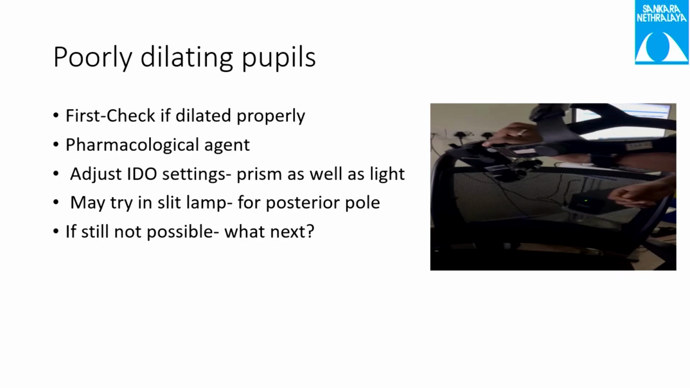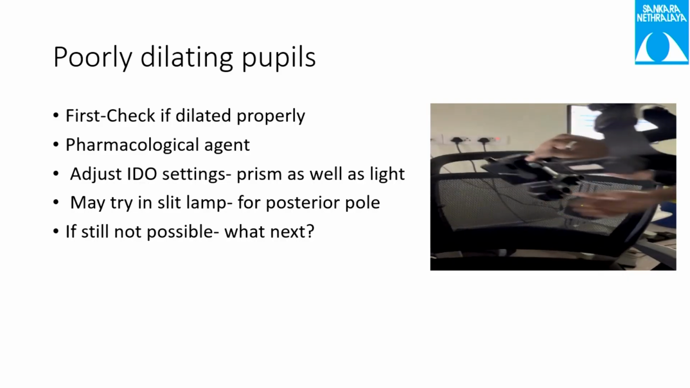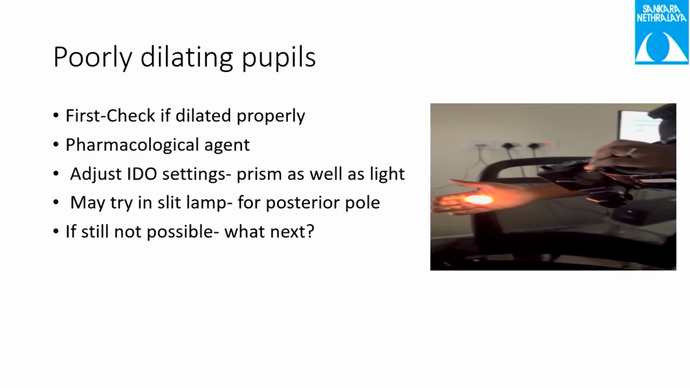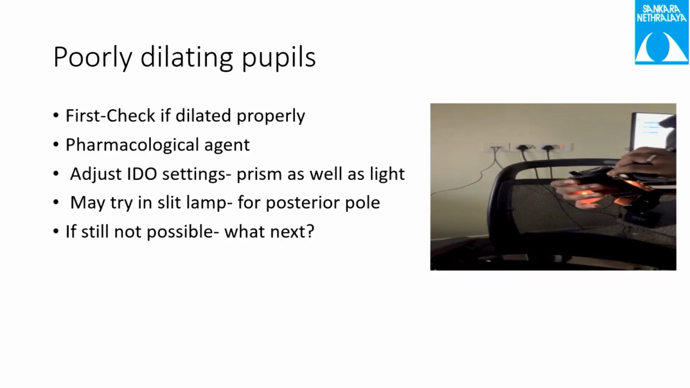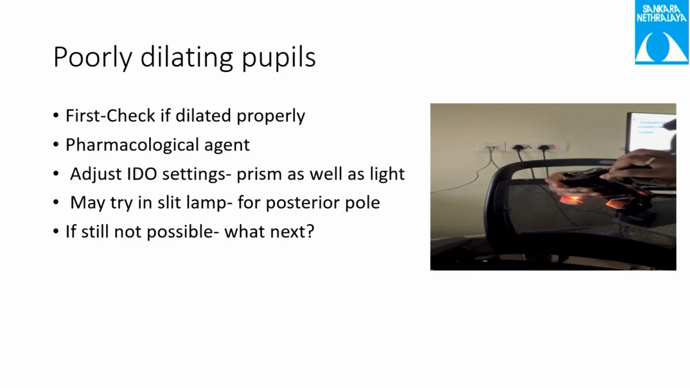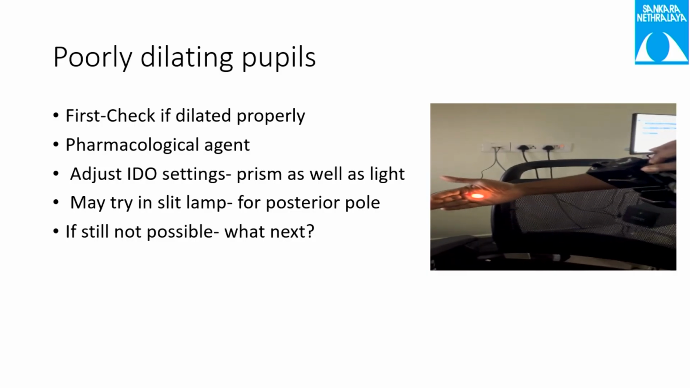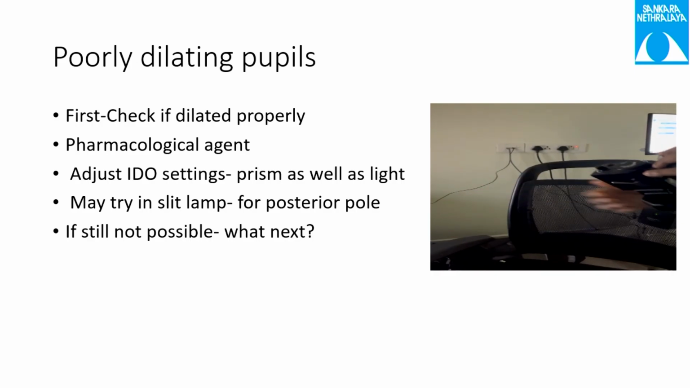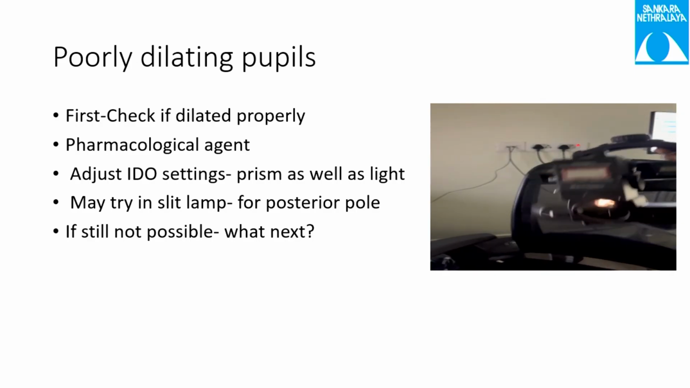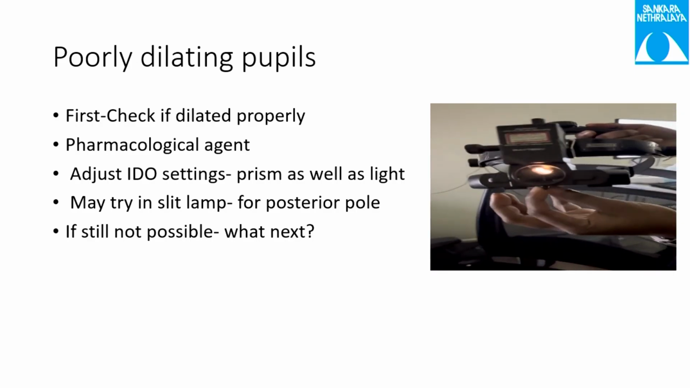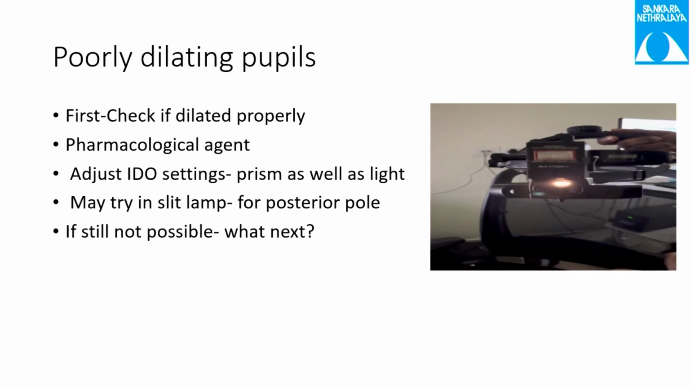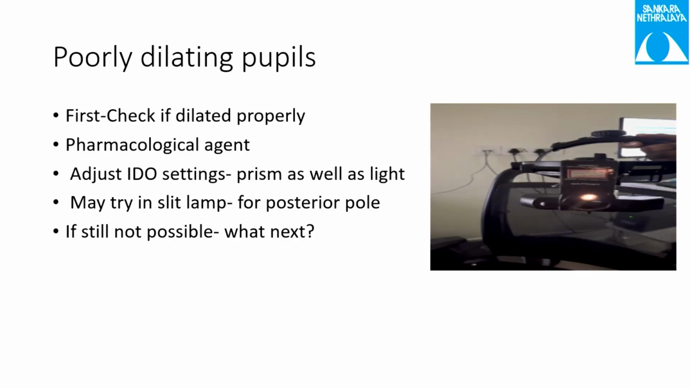And definitely in case of a poorly dilating pupil, one can try to adjust the IDO settings, try to use a smaller size slit and try to adjust the prisms as well. Okay, so by doing both of these, one might end up seeing the retina better than what we used to see. And in case of posterior pole laser, we can try using the IDO. If it's really not possible, we can even try using the slit lamp for posterior pole laser.